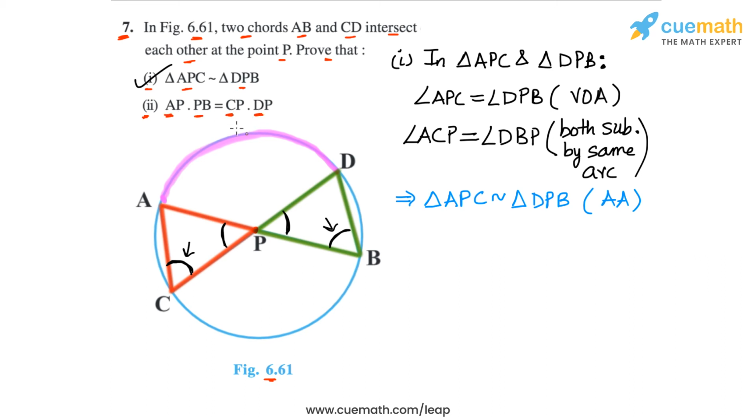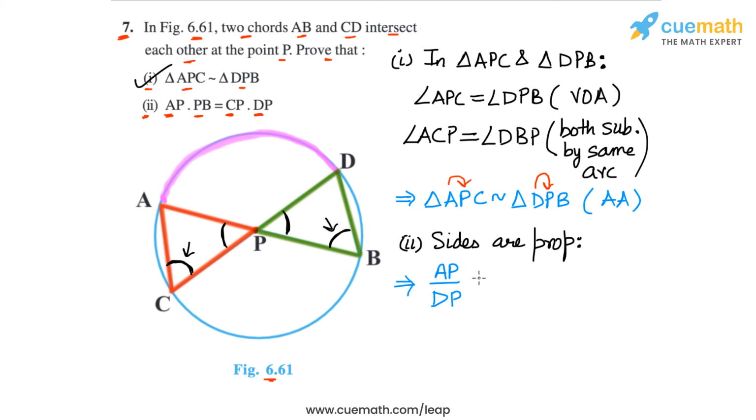And then in part 2 we have to prove that AP into PB is CP into DP. So for this purpose, to prove this, we simply use the fact that the sides of these two similar triangles must be proportional. So the sides are proportional, and this means that if I take the ratio, let's say, the side AP in the first triangle, corresponding to AP, I will have DP in the second triangle. So AP by DP will be one ratio.